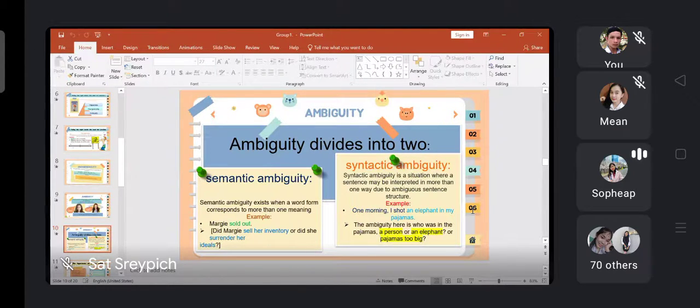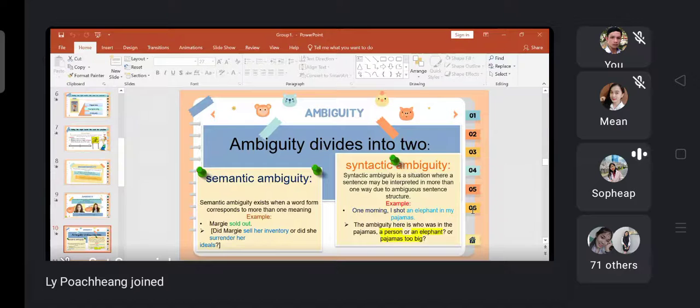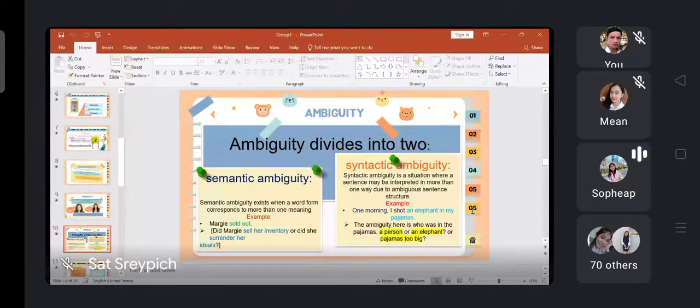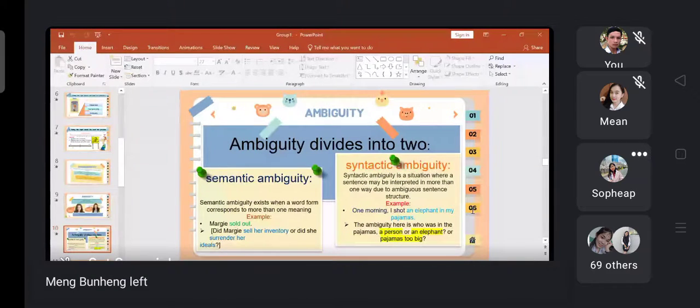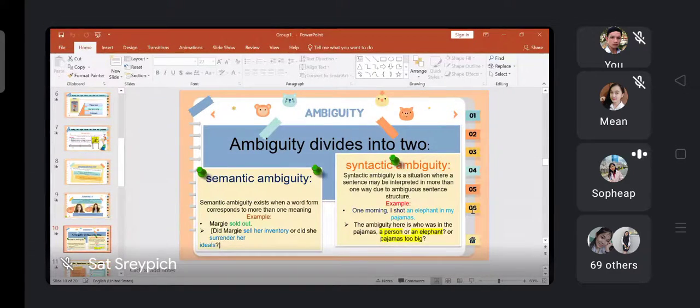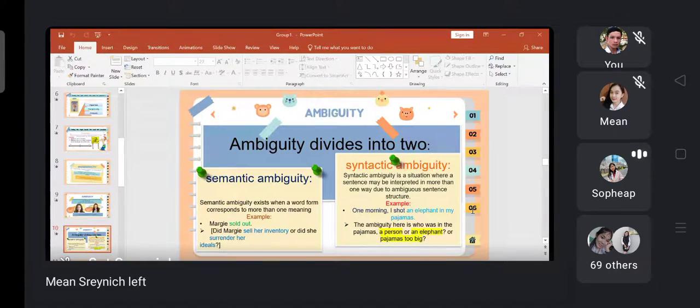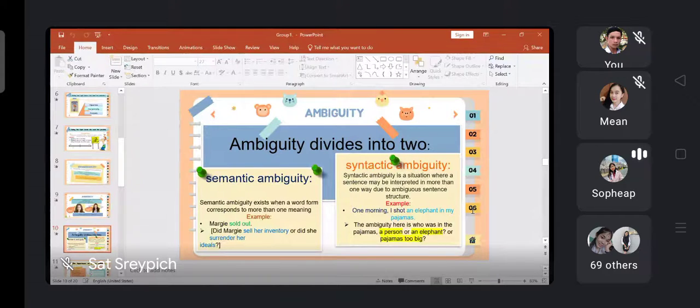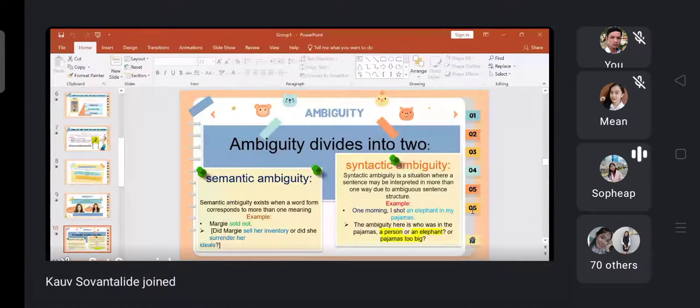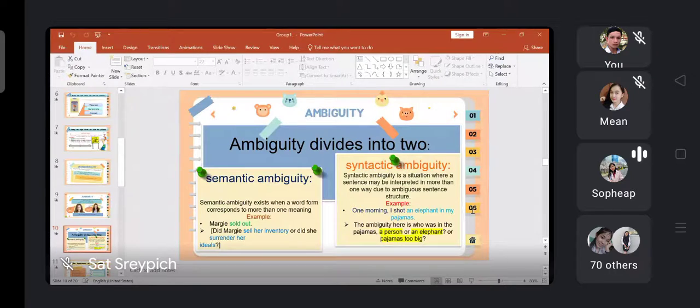That is the situation where a sentence may be interpreted in more than one way due to ambiguous sentence structure. This ambiguity arises not from the range of meaning of a single word, but from the relationship between the words and the clauses of the sentence, and the sentence structure underlying the word order therein. So in one word, a sentence is syntactically ambiguous when a reader or listener can reasonably interpret one sentence as having more than one possible structure.